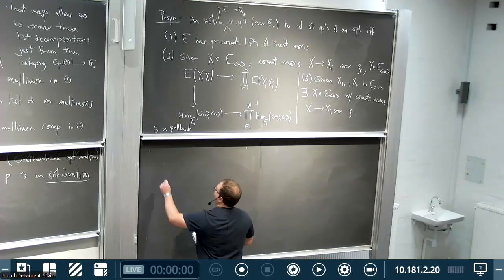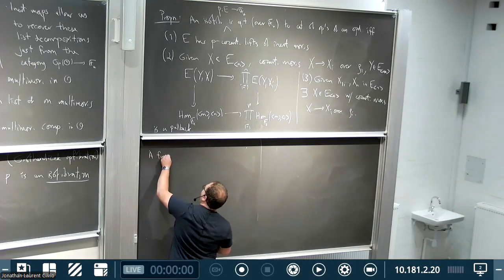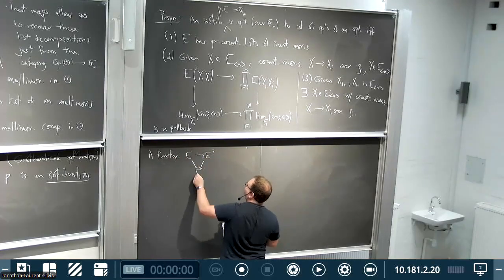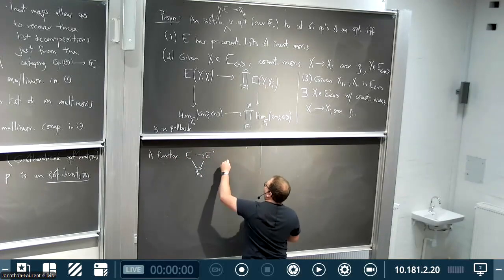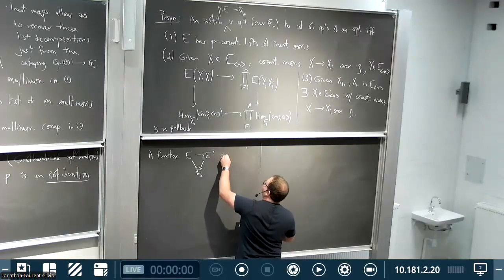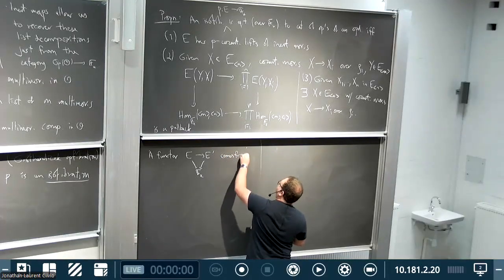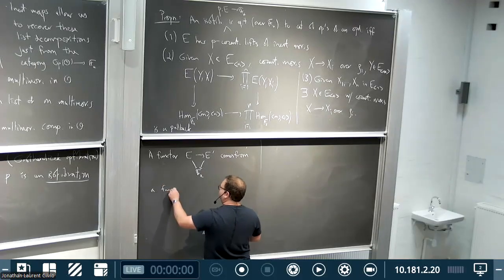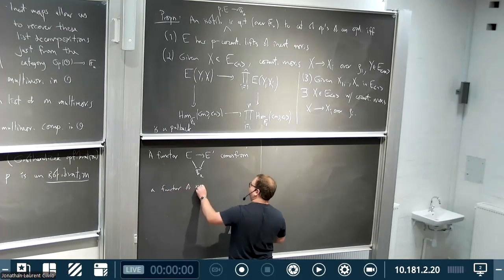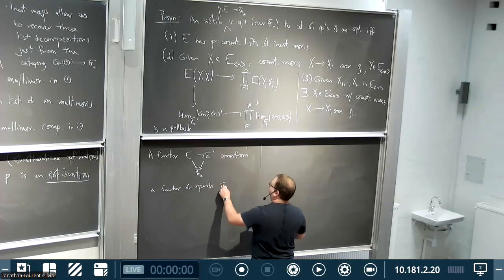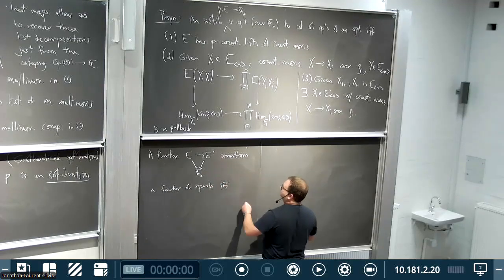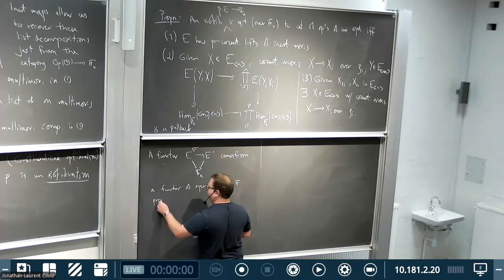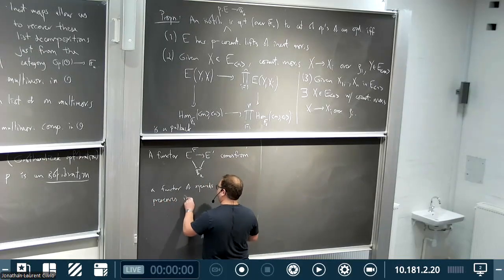And we also say that our functor f over the base comes from a functor of operads if and only if f preserves the inert Cartesian morphisms.